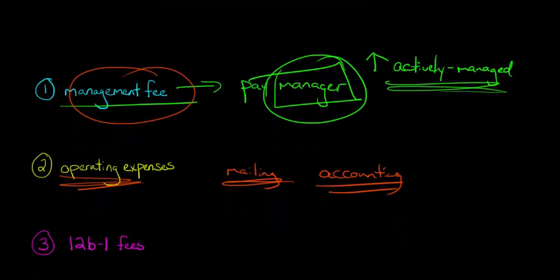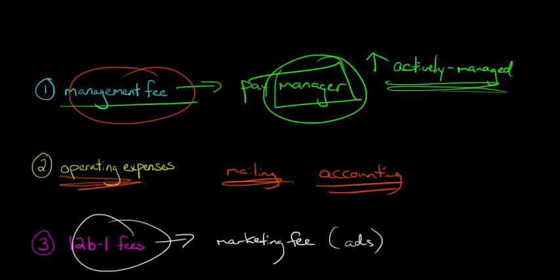But 12b-1 fees are something that not all funds have. A 12b-1 fee is basically a marketing or advertising fee. Let's say, for example, that your fund was trying to attract new investors and they ran some ads. That's going to be a 12b-1 fee. It's sometimes called a distribution fee. It's basically a cost of promoting the fund.